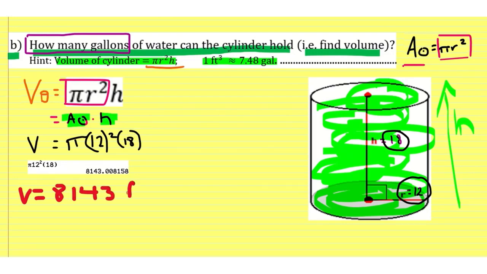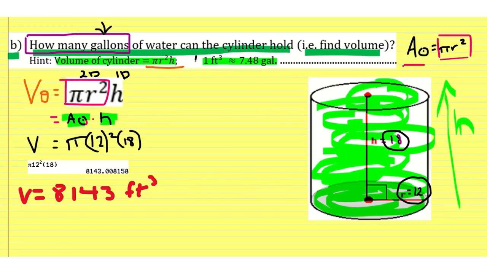8,143 cubic feet. Cubic feet, because this area is two-dimensional, but then we have another height, which is another dimension. So I've got two dimensions with the area, one dimension with the height. So the final answer is cubic feet. But that is not our final answer. Our final answer needs to be the gallons.